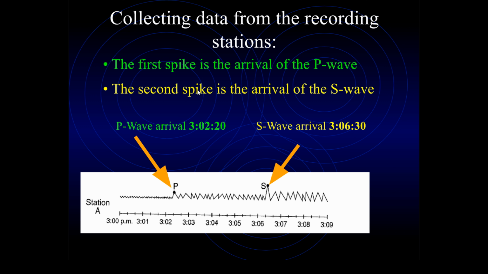We're going to do the same thing for the yellow, for the S wave. That is at 3:06, and it's halfway between the 20 and the 40, so it's 3:06:30. Let's do it the same way every single time, every single station.